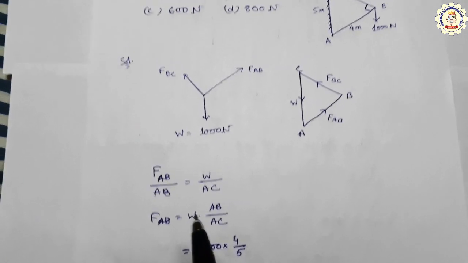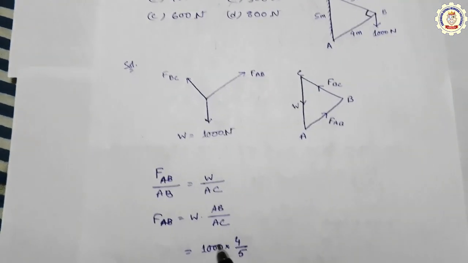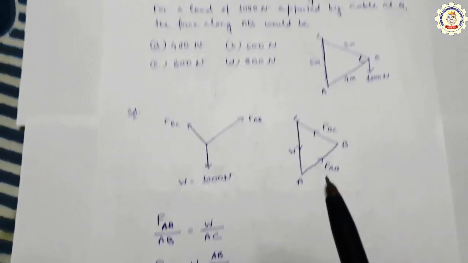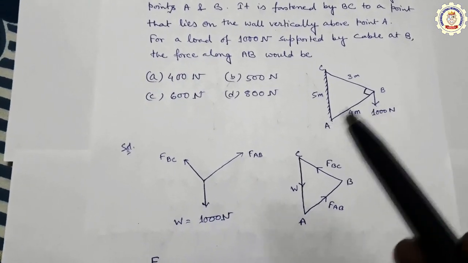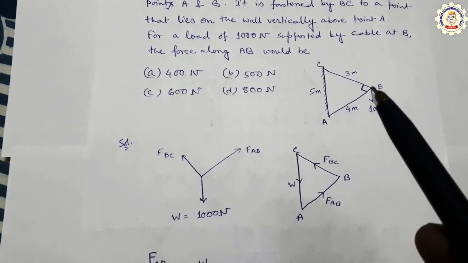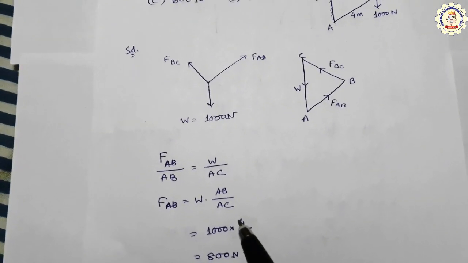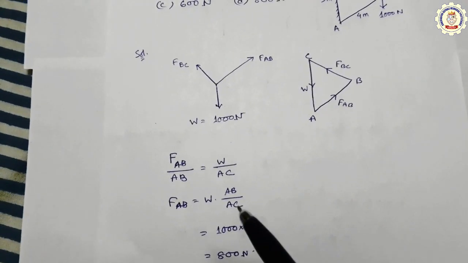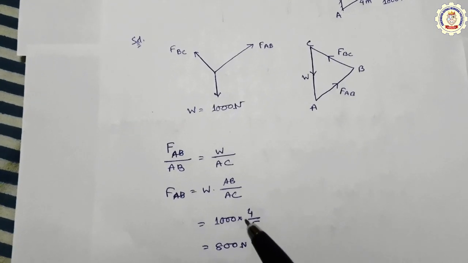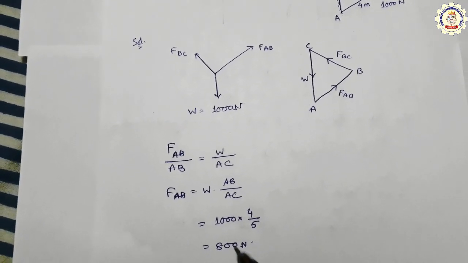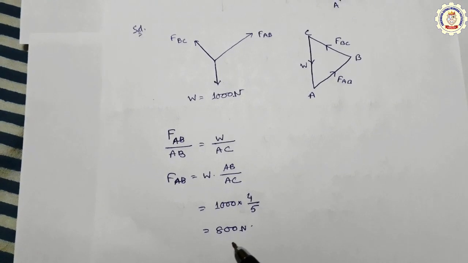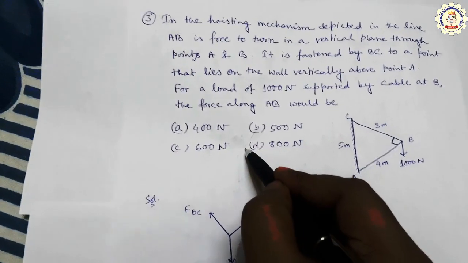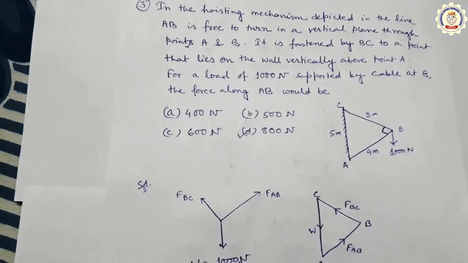The value of W is 1000 Newton, so that is 1000 into AB. What is the value of AB? This is AB, and the value of AB is 4 meter. The value of AC is 5 meter. So in place of AC, this is 5. So 1000 into 4 by 5, so 800 Newton. So the answer should be 800 Newton.